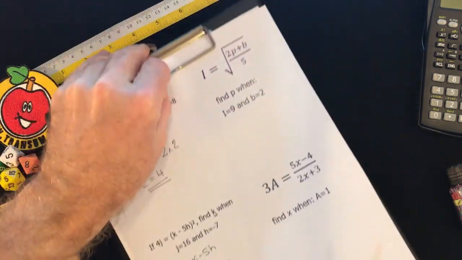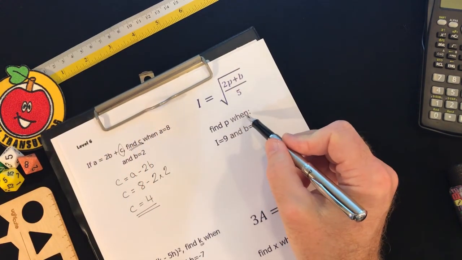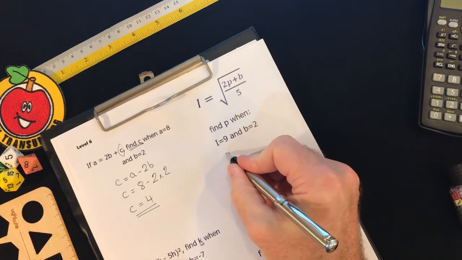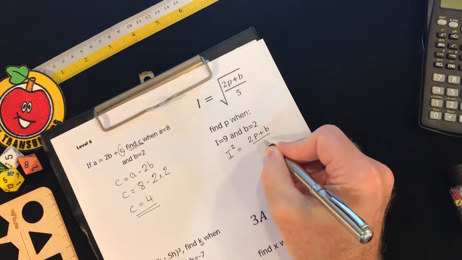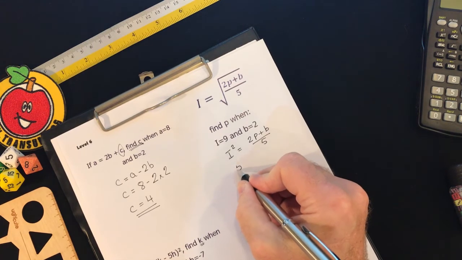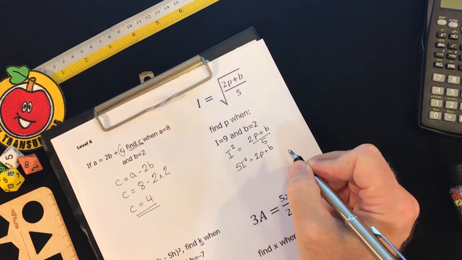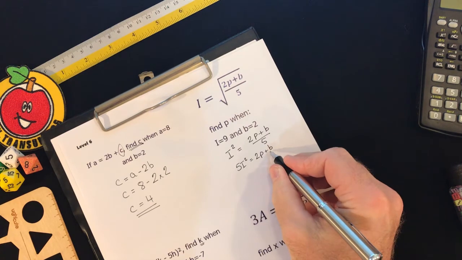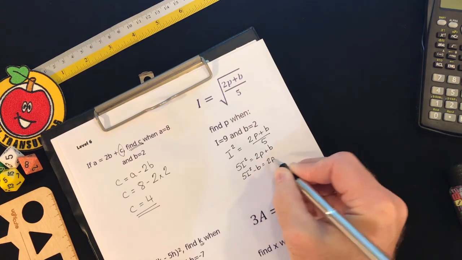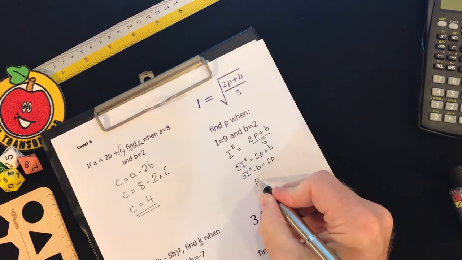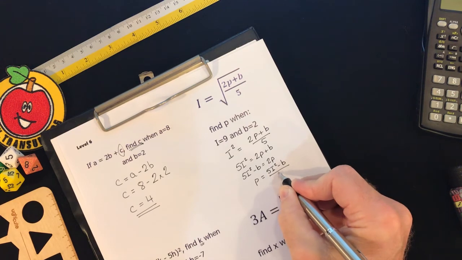Right, let's pull this clipboard down so you can see what we're doing over here. Right, we have to find p. So let's begin by making p the subject. I'll square both sides, and that gives us 2p plus b over 5. I'll multiply both sides by 5. 5i squared is equal to 2p plus b. And then I will subtract b from both sides. 5i squared minus b equals 2p. And then I'll switch it around and divide both sides by 2. So p is equal to 5i squared minus b all over 2.